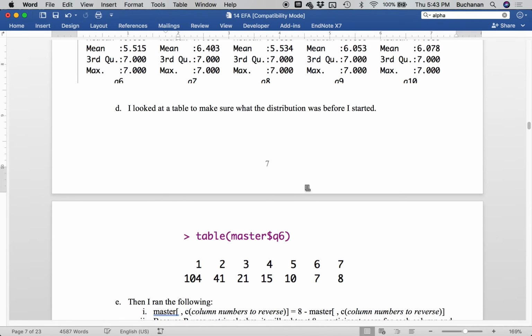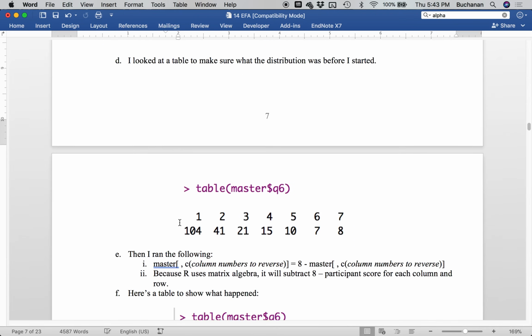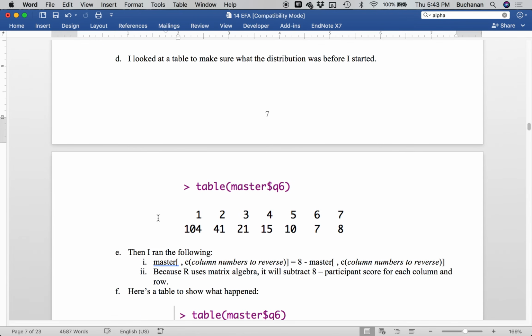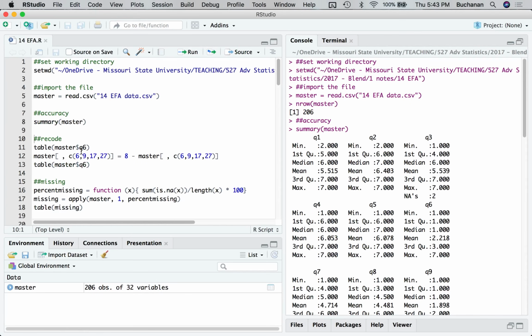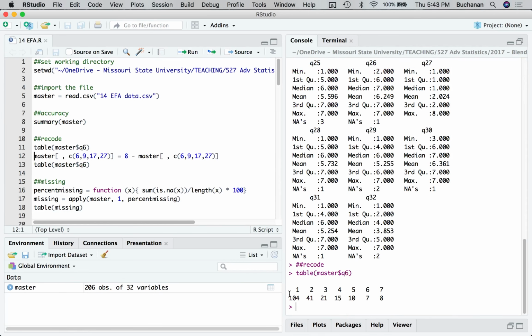One thing I always do, because I can screw things up, is make a table of just one of the questions beforehand and make sure that I've done it correctly. If I run a table of question 6, I can just see the distribution of the data, which is heavily biased towards 1. Then I can do my reverse coding by taking the data set with all of the columns that I'm interested in. Here are all the item numbers that need to be reversed.